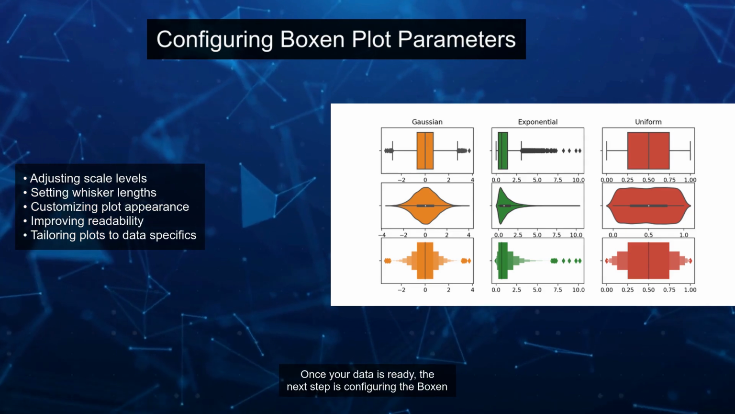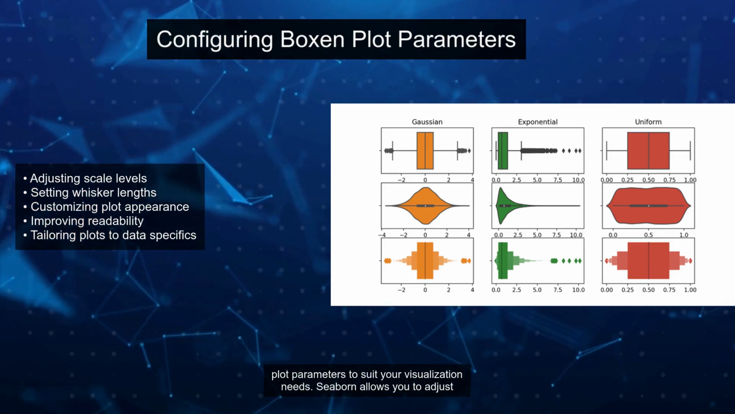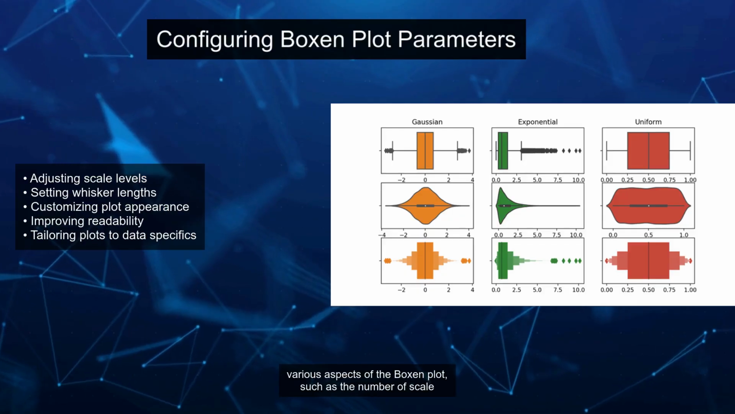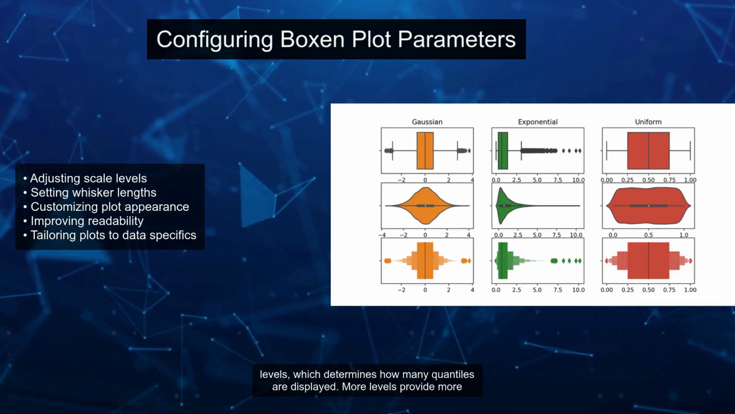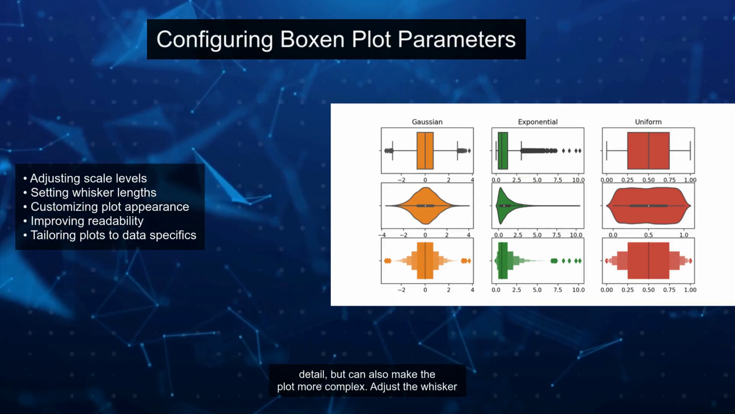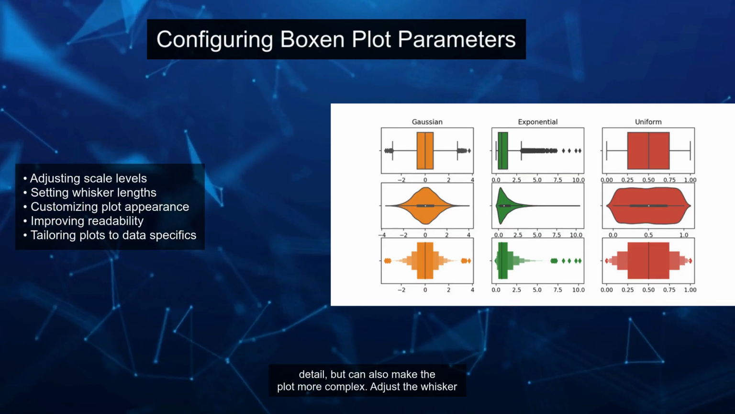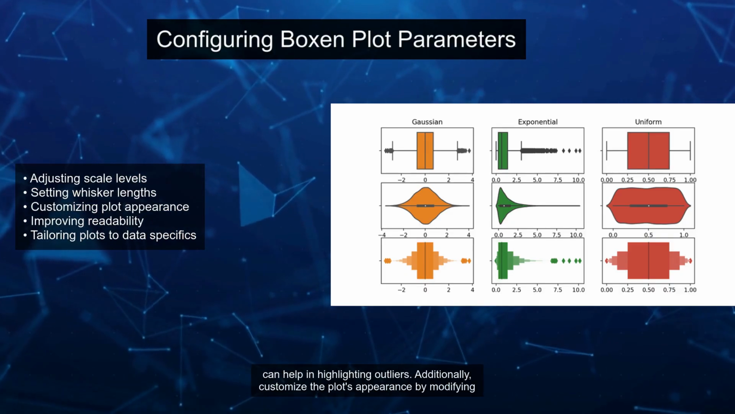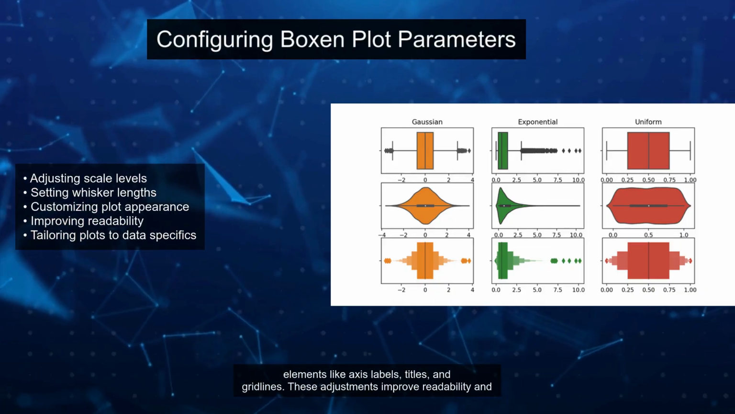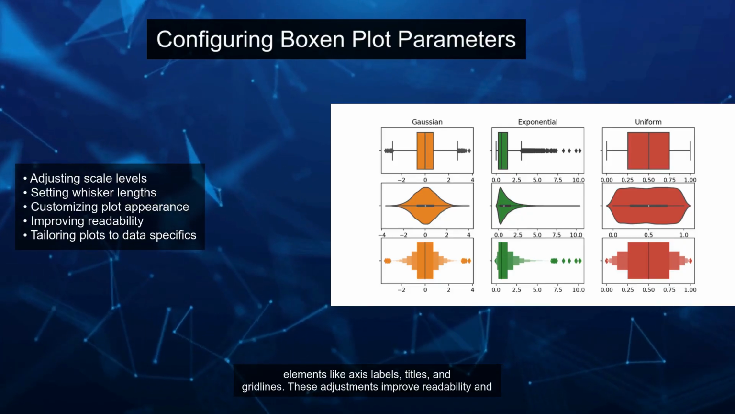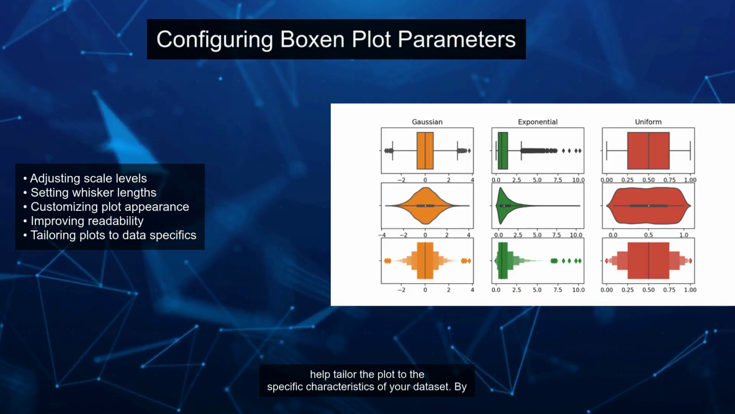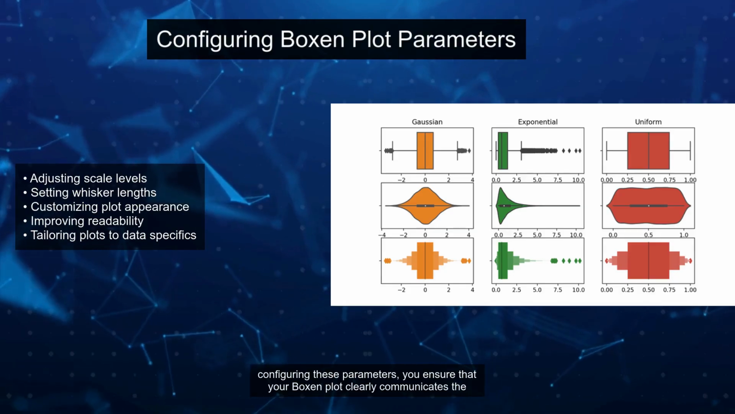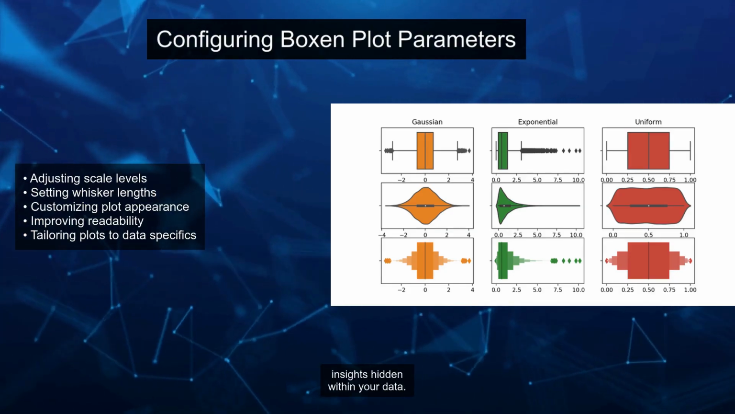Once your data is ready, the next step is configuring the Boxen Plot parameters to suit your visualization needs. Seaborn allows you to adjust various aspects of the Boxen Plot, such as the number of scale levels, which determines how many quantiles are displayed. More levels provide more detail, but can also make the plot more complex. Adjust the whisker lengths to control how far the whiskers extend from the quartiles, which can help in highlighting outliers. Additionally, customize the plot's appearance by modifying elements like axis labels, titles, and grid lines. These adjustments improve readability and help tailor the plot to the specific characteristics of your dataset. By configuring these parameters, you ensure that your Boxen Plot clearly communicates the insights hidden within your data.